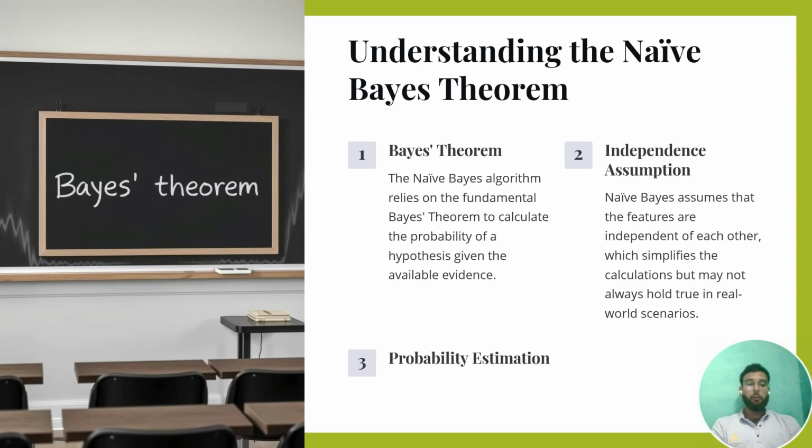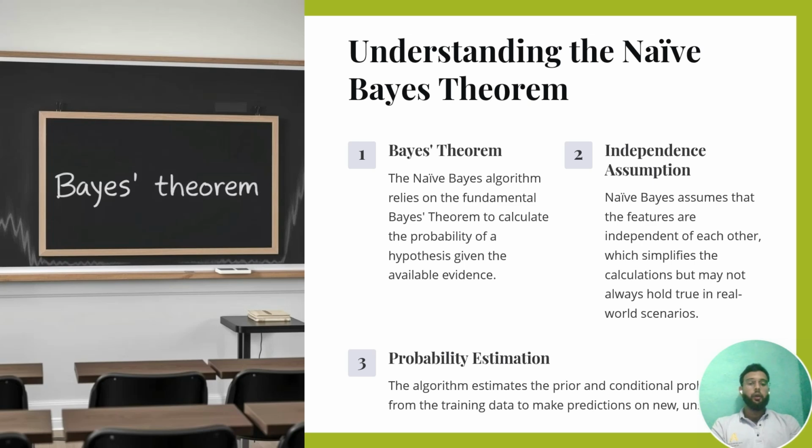Thirdly, we have the probability estimation in the naive Bayes theorem. The algorithm estimates the prior and conditional probability from the training data to make predictions on new unseen data. Using the conditional probability, we can predict different things using the naive-Bayes theorem.